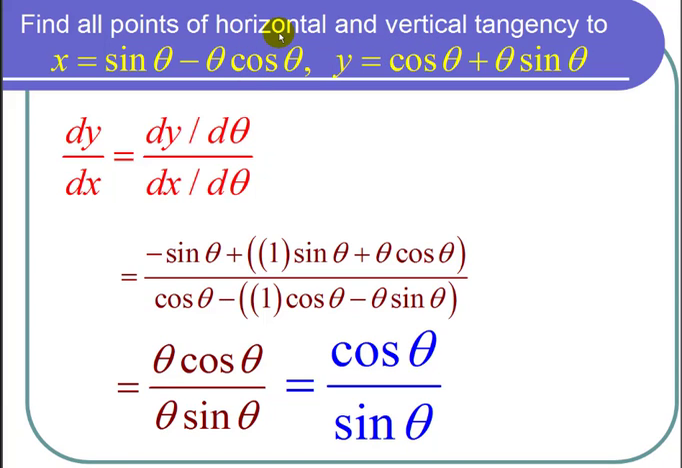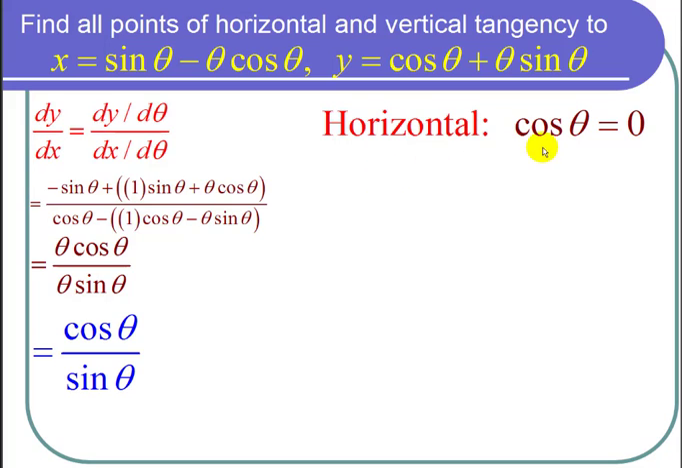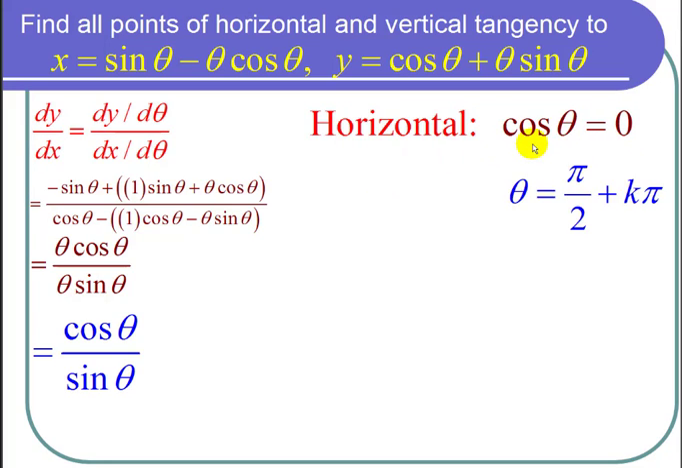So let's start with the horizontal tangent lines. The horizontal tangent line occurs when the slope is 0 and a fraction is 0 when the numerator is 0. So I set cosine of theta equals 0 for my horizontal tangent lines. And that happens when theta is pi over 2, and then plus some integer multiple of pi.